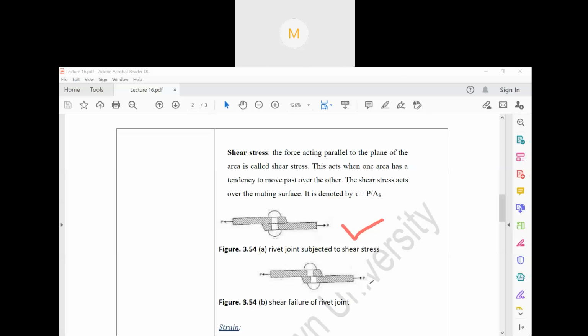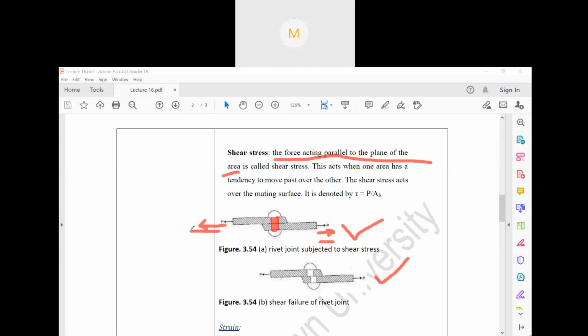Look at this figure and this figure, right? Now, what will happen? You are applying force from this side, right? That means you are pulling this. If this is a bolt that is connecting the two plates, so now what will happen? In case of shear stress, the force is acting parallel to the plane of the area. That means this is one and this is other. Parallel forces, right?